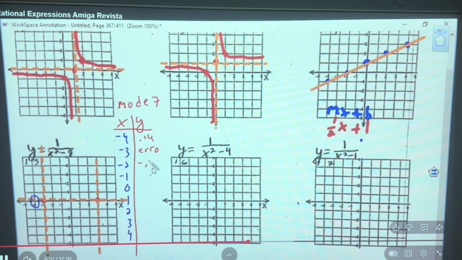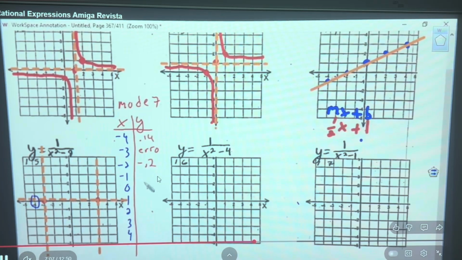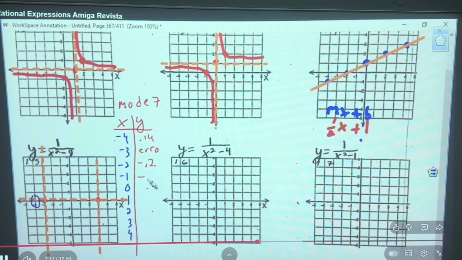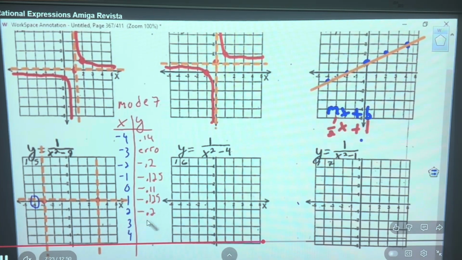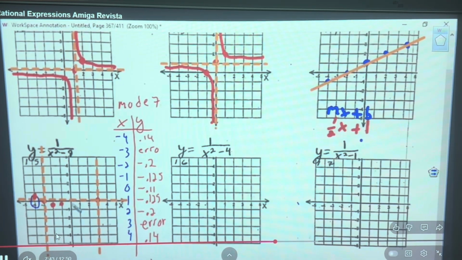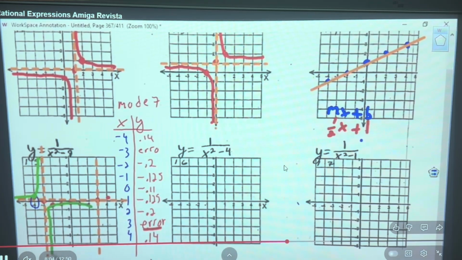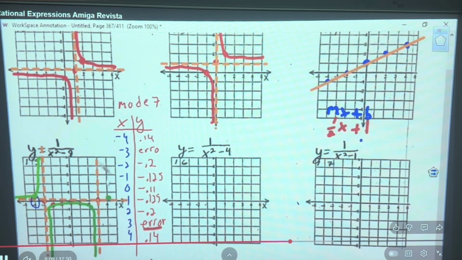Error, because you can't divide by 0, -0.2, -0.125, -0.11, -0.125. Notice how it reflects. And then it'll be 0.14. So it's going to be slightly positive. That will generate a sheet in that zone. And then here it gets closer and closer to 0, but never touches it. Error is a vertical asymptote, so I'll have a sheet in that zone, an upside down parabola in this zone, and another sheet up here.